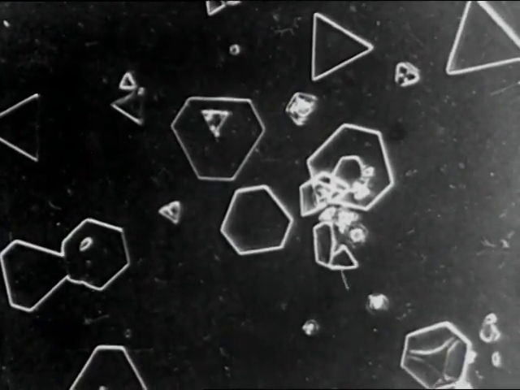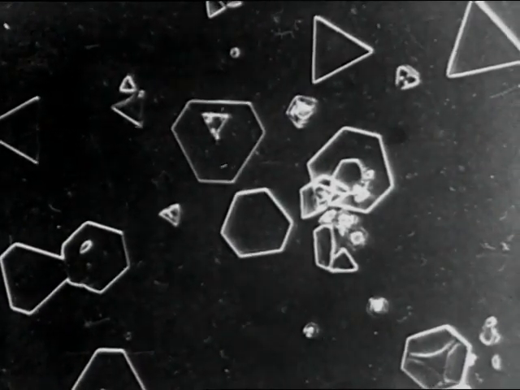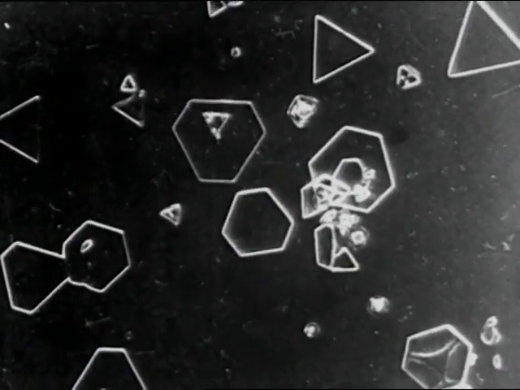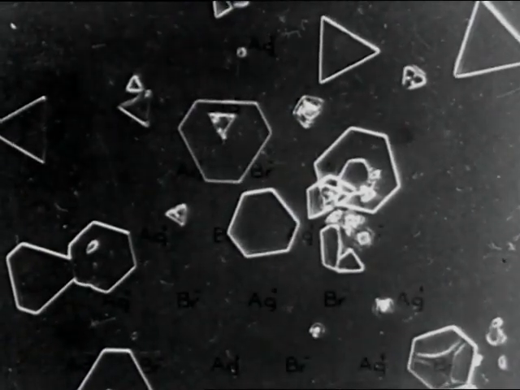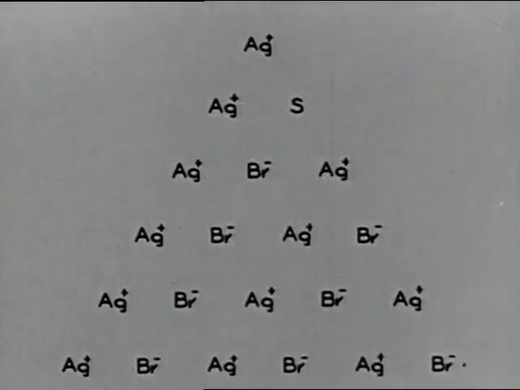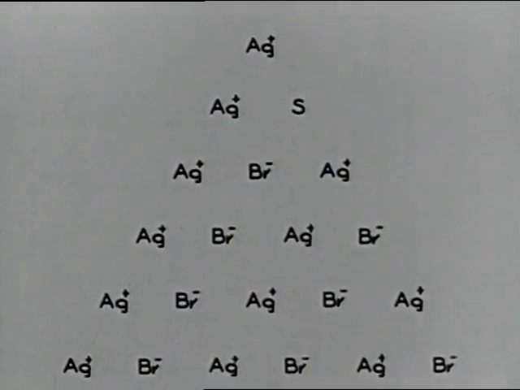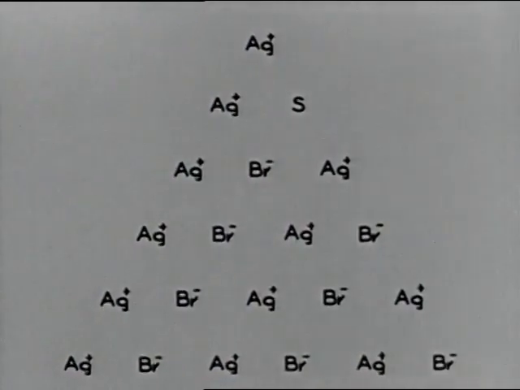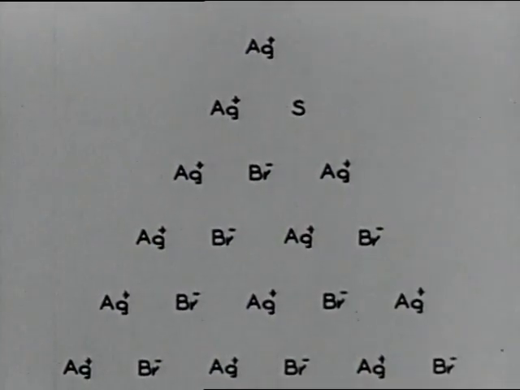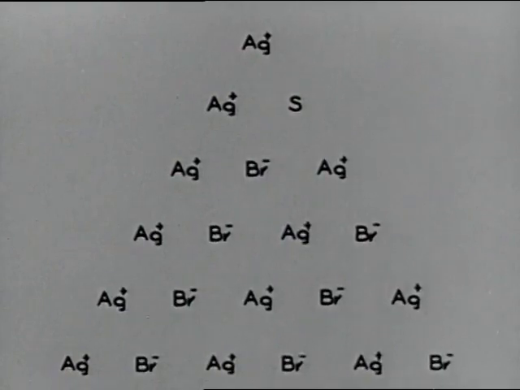You will note that the triangle is a typical shape in this group, and for simplicity we shall talk about a single triangular crystal. This crystal is made up of a pattern of silver and bromine ions. The silver, denoted by Ag, bear a positive charge, and the bromine, denoted by Br, a negative.